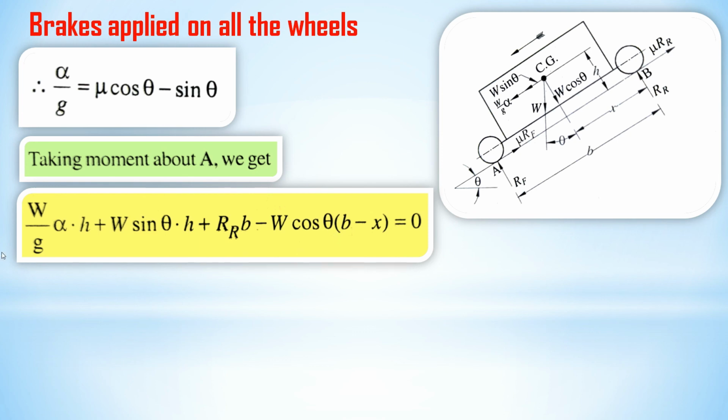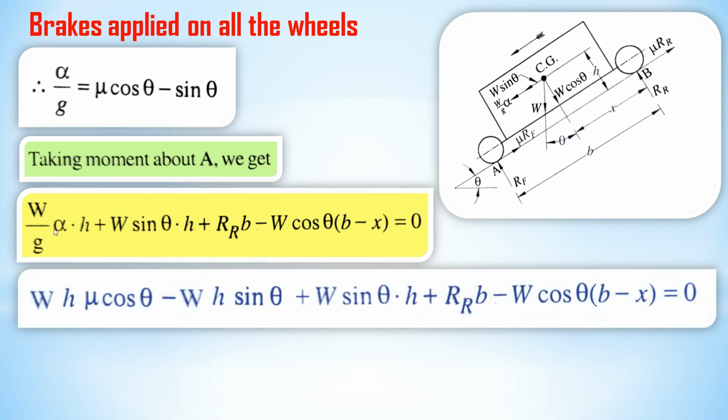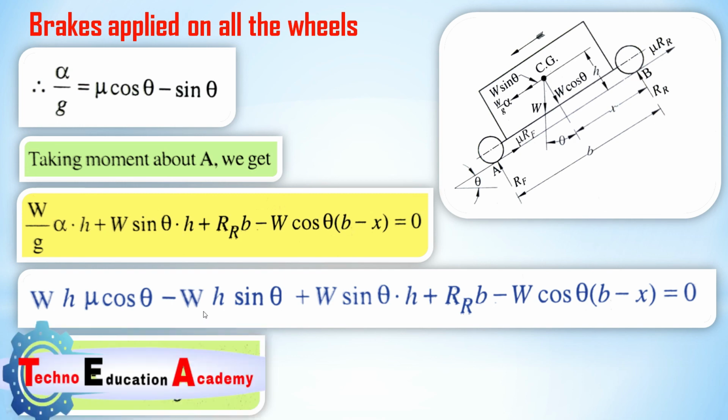So in this equation, we will put the value of alpha by g equals mu cos theta minus sin theta. Here you can see that the alpha by g term is there, and the Wh term is also there. So Wh into mu cos theta, Wh into minus sin theta, and this term remains as it is, W sin theta into h, plus Rr into B, minus W cos theta into B minus x, equals 0.